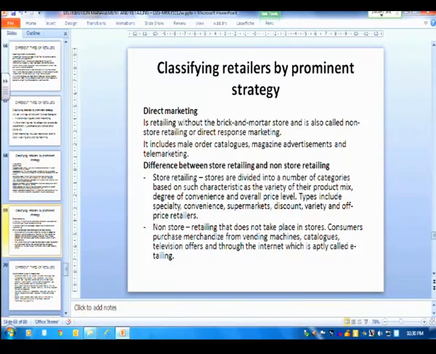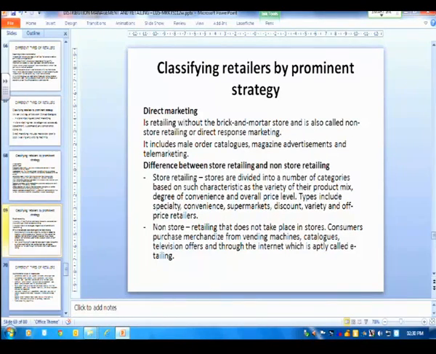Direct marketing. This falls under classifying retailers by prominent strategy. And we are saying direct marketing is retailing without the brick and mortar store and is also called non-store retailing or direct response marketing. It includes mail order catalogs, magazine advertisements, and telemarketing.